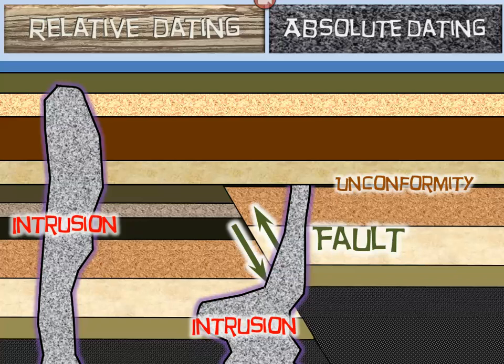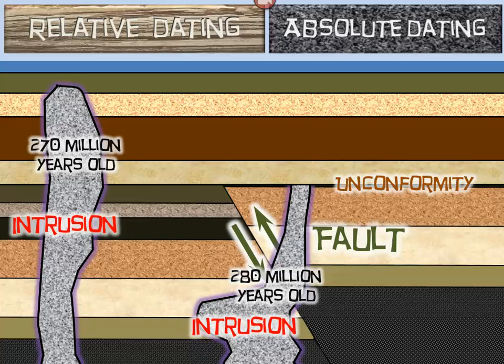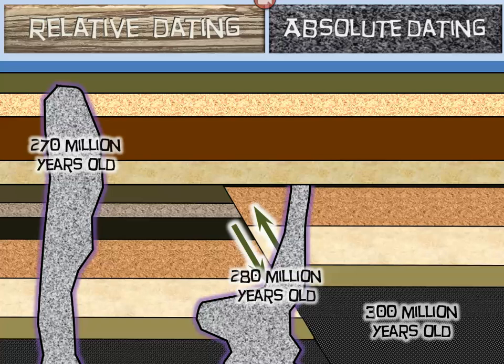So let's imagine that you absolute date these intrusions, and you find that the one on the left is about 270 million years old. The lower intrusion is 280 million years old, and maybe you find that the basalt down below all this is 300 million years old. So as you're looking at this cliff, you go, okay, this is great. This gives me some ideas on how old the sedimentary layers in between are, which is pretty helpful, especially if you find some fossils.